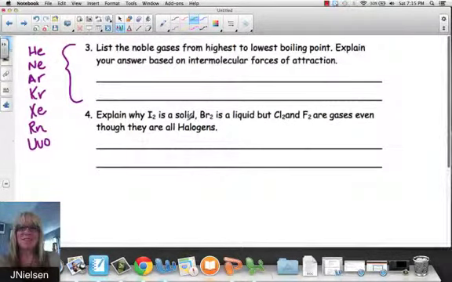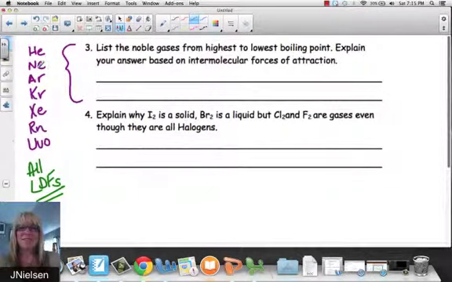List the noble gases that you see here from highest to lowest boiling point. Well, the noble gases are going to have all London dispersion forces. And what do we know if they're all London dispersion? The one with the greatest number of electrons would have the highest boiling point. So we're going from highest to lowest.